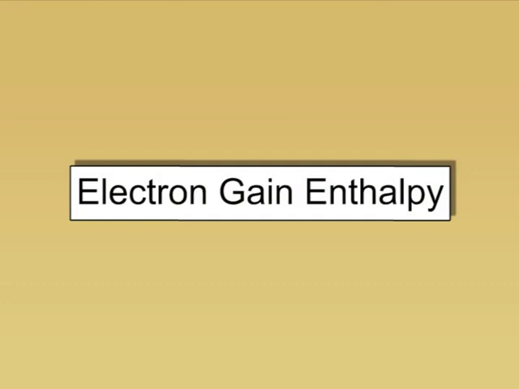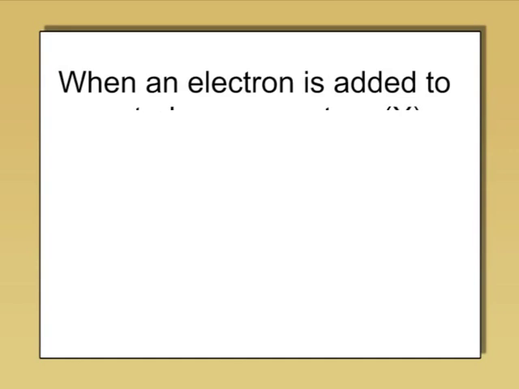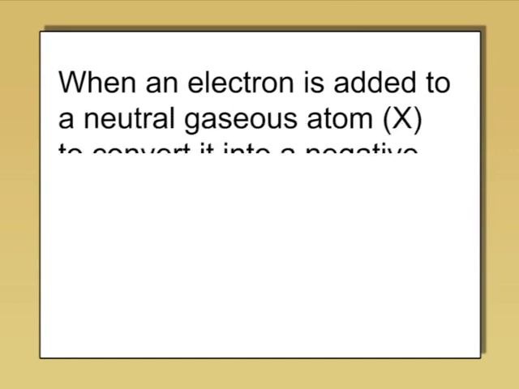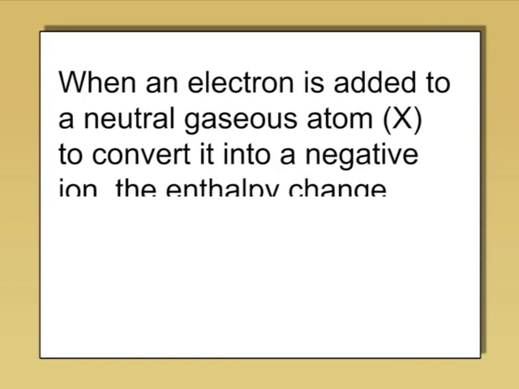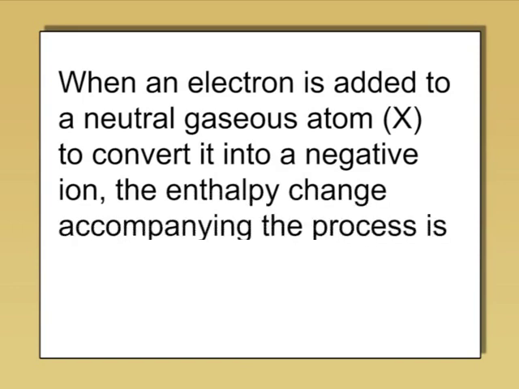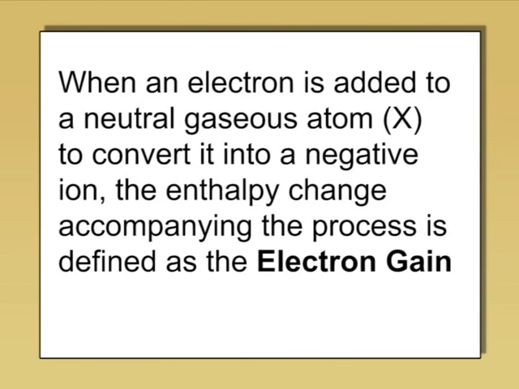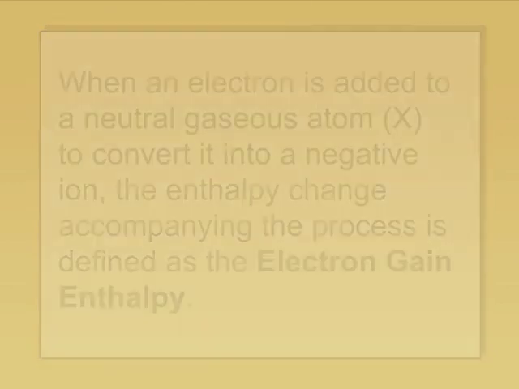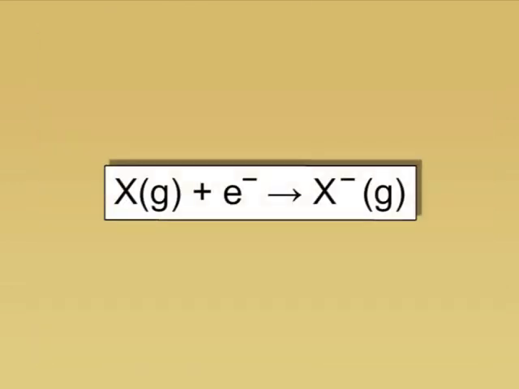Children, we will now learn about electron gain enthalpy. When an electron is added to a neutral gaseous atom X to convert it into a negative ion, the enthalpy change accompanying the process is defined as electron gain enthalpy. Electron gain enthalpy provides a measure of the ease with which an atom adds an electron to form an ion, as represented by the equation shown on the screen.